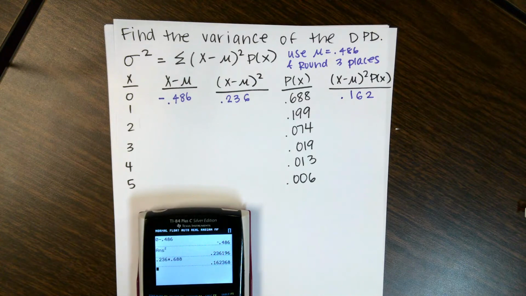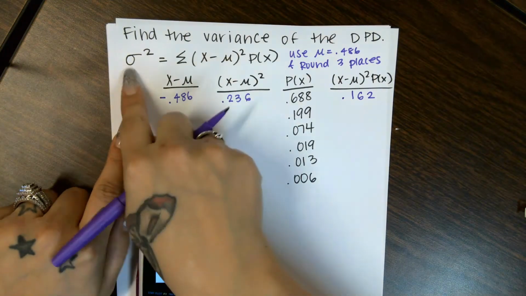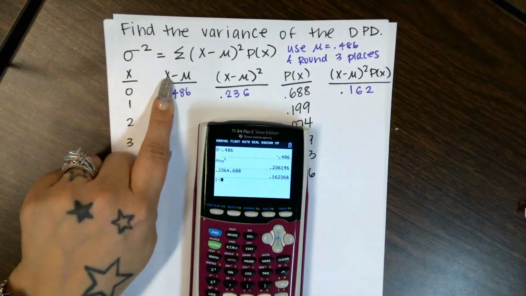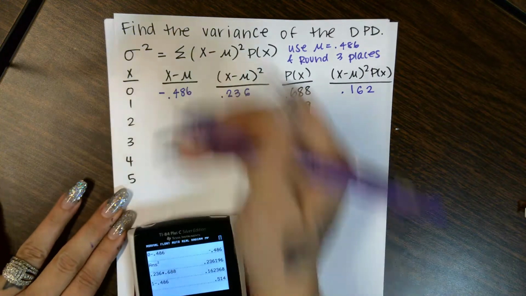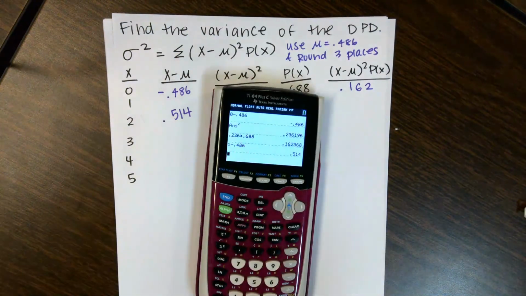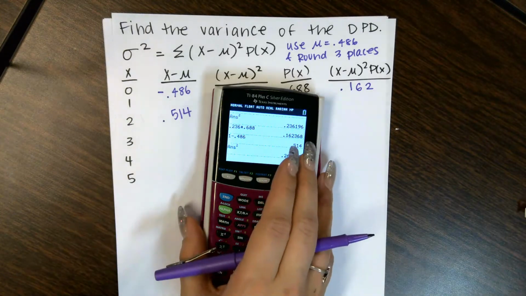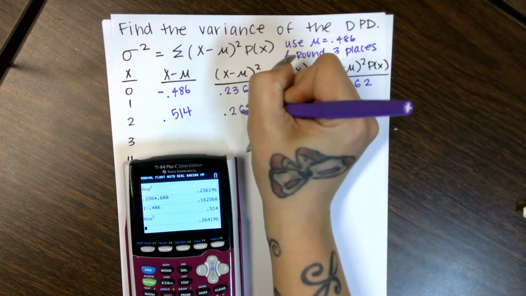I'm just going to keep going. You all ready? Okay. So moving on, the next x is 1. And I know right here I'm going to subtract the mean, which was 0.486. I hit enter, I get 0.514. While this is in my calculator, hit the square button and hit enter. And then round that to 3 decimal places. I get 0.264.